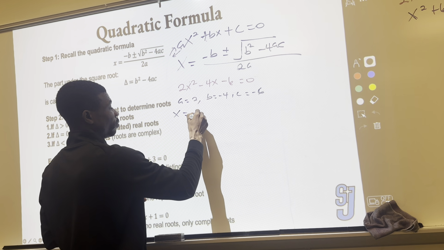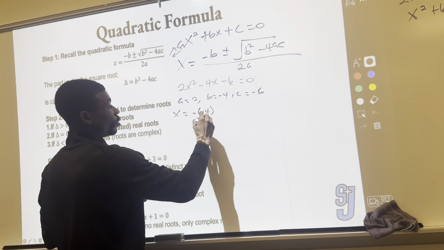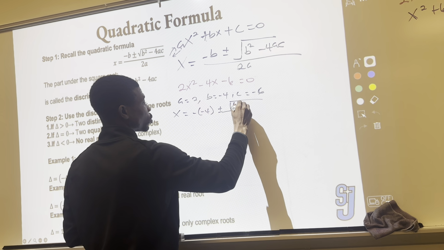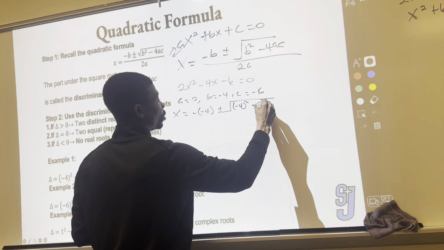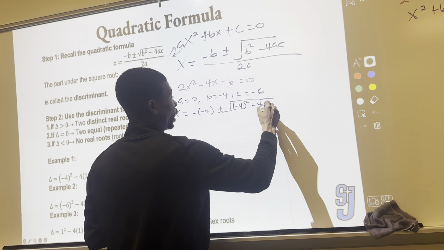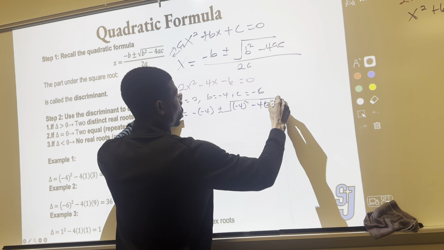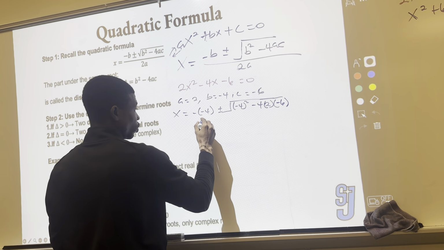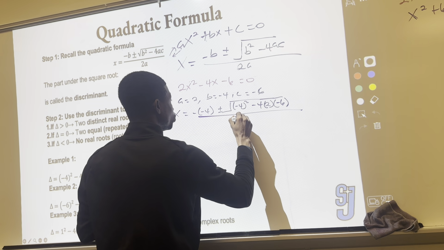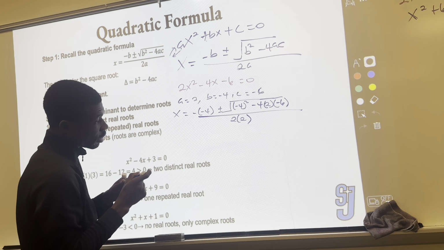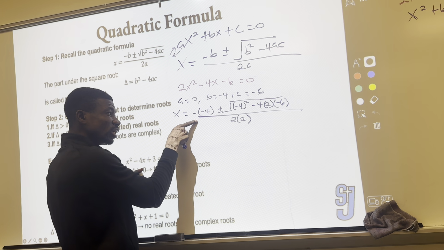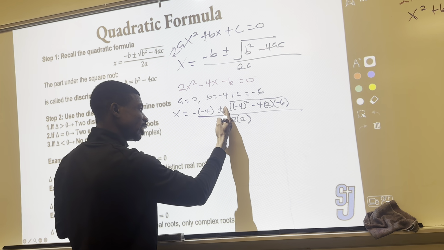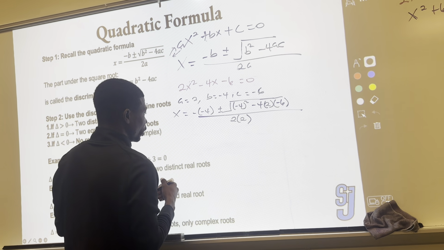If we're solving for x, then our x is minus -4 plus or minus the square root of -4 squared minus 4 times 2 times -6, over 2 times 2. Don't forget I said that this is always inclusive with everything. This is part of everything. So don't leave it here and think you are good. It's for everything on the right side.